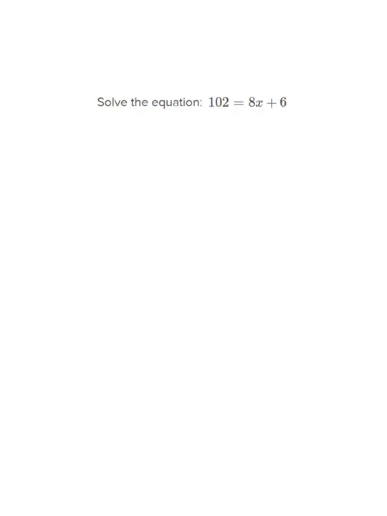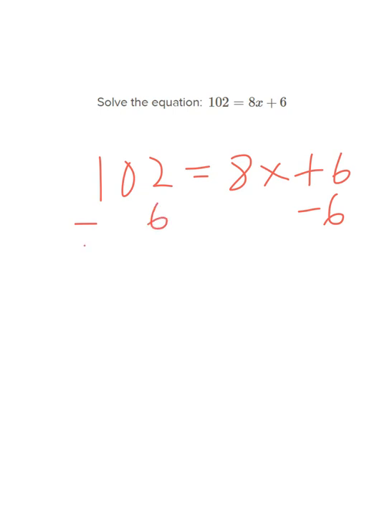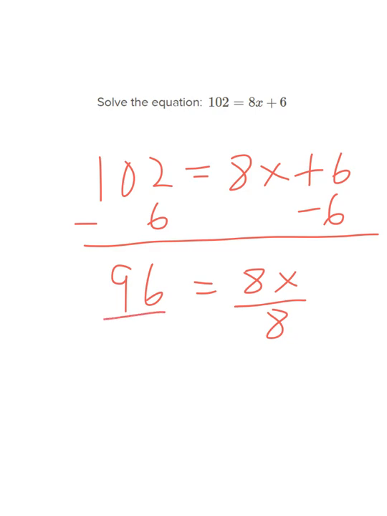Oh my goodness, another easy one. We have to solve the equation 102 equals 8x plus 6. The opposite of adding 6 is to subtract 6. 102 minus 6 is 96 equals 8x. Divide both sides by 8. X equals 12.